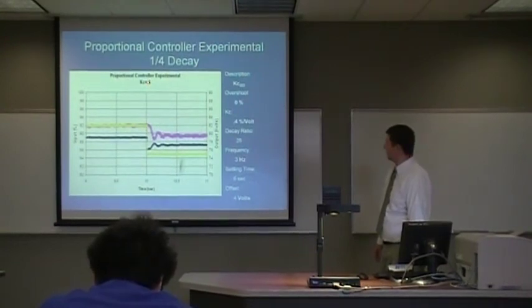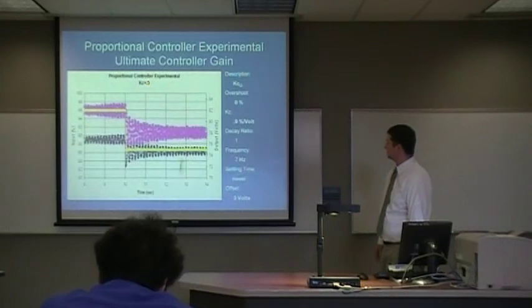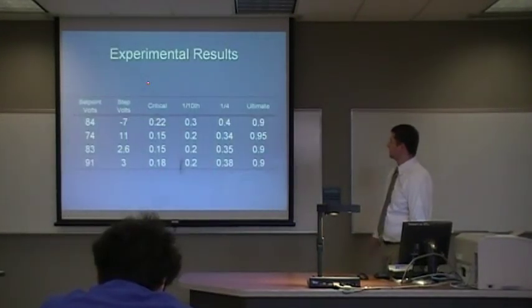0.4% here for quarter decay, 4-volt offset. Ultimate controller gain, as we see, it doesn't settle down at this point. Kc value only 0.9, substantially different from the modeling. See a summary table in a minute to describe it a little bit better.